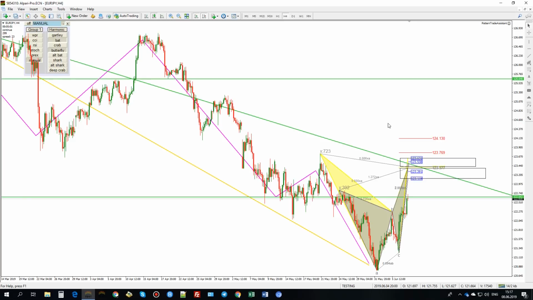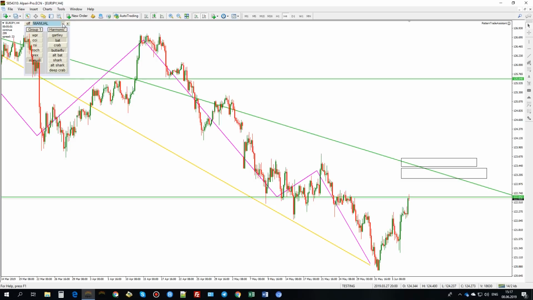Okay, let me now delete these patterns. I will leave the potential reversal zones. So to delete these patterns, I will simply switch to automatic algorithms and then back. And you see these patterns are deleted and only reversal zones are left. First of all, what I dislike about these things: to go here to the upside, let me take my drawing tool, we first need to break this key resistance level. So we need to break this key resistance level.